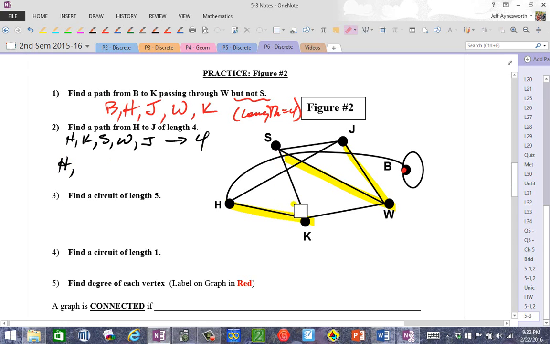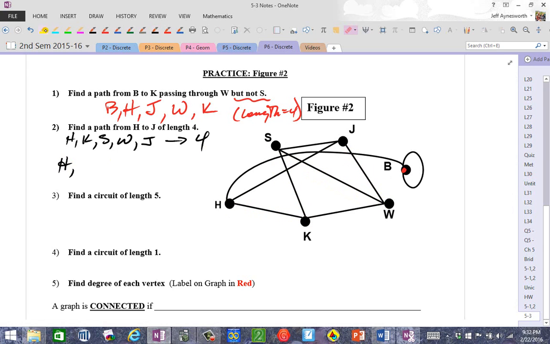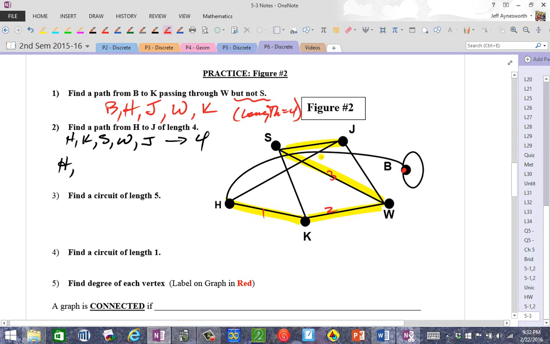So let me erase this and we'll try a different path. So let me see. So H to K. Oh, how about W? I want to end at J. So how about to S, then to J? So count them. 1, 2, 3, 4. Length 4. So then you write it H, K, W, S, and then to J. All right? Length 4. So 1, 2, 3, 4.